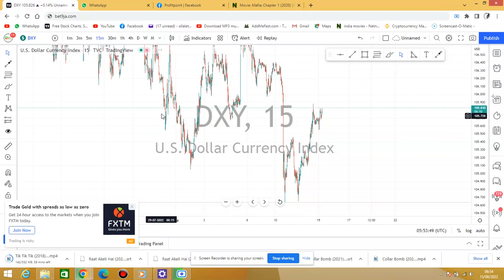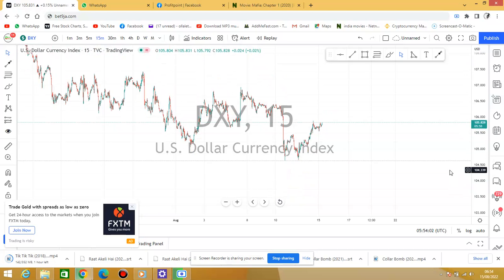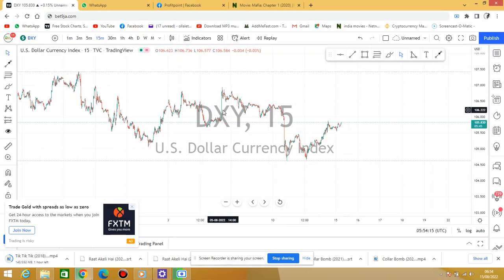This is DXY on weekly time frame and 15 minutes time frame. This simple interpretation simply means that if DXY is buying, Euro USD will be selling. If DXY is selling, Euro USD will be buying. As it is now, we can conclude that here we have a double bottom, which is a W formation, and we have our order block here.